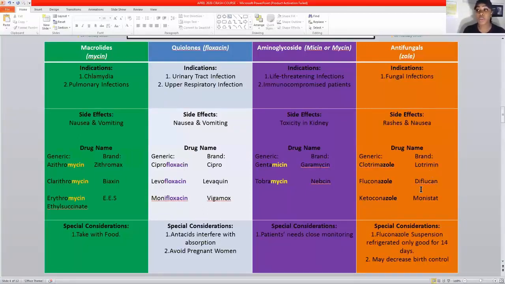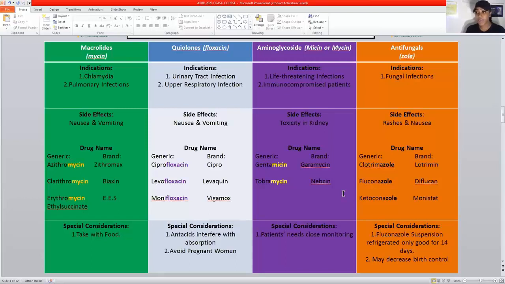Diflucan is used for a yeast infection, right? Which is fluconazole, and it is used to treat yeast infection. And then you have ketoconazole. Don't laugh at me. Monostat, okay, also used for yeast infection as well. And so those are considered fungal infections.